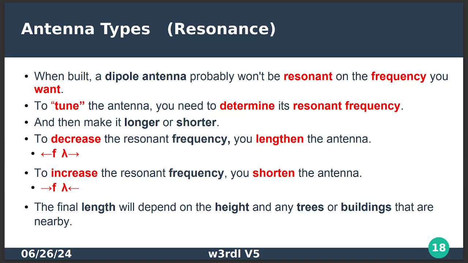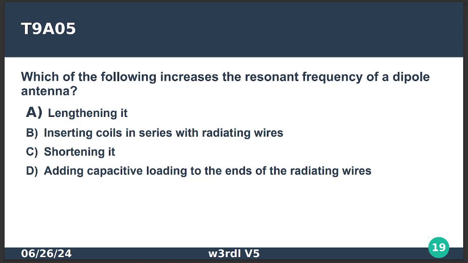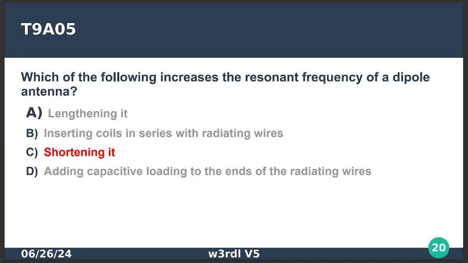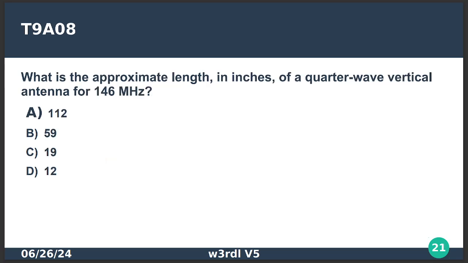All right. Which of the following increases the resonant frequency of a dipole antenna? Anybody disagree? Okay, Greg is right. Shortening it. When you shorten it, the wavelength gets shorter. When the wavelength gets shorter, it's inverse to the frequency, okay? So the frequency goes up.